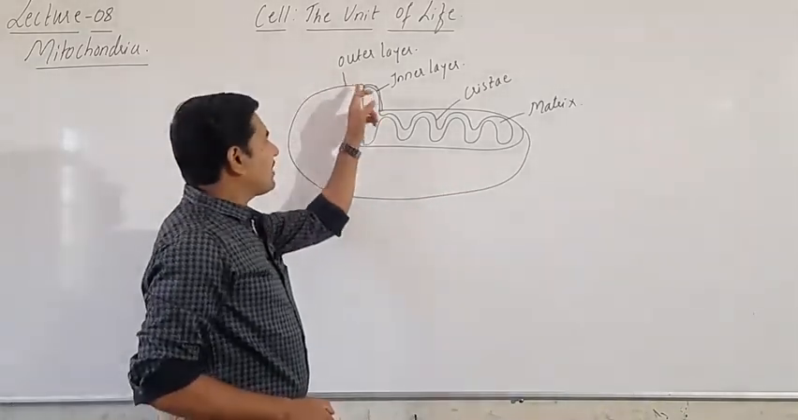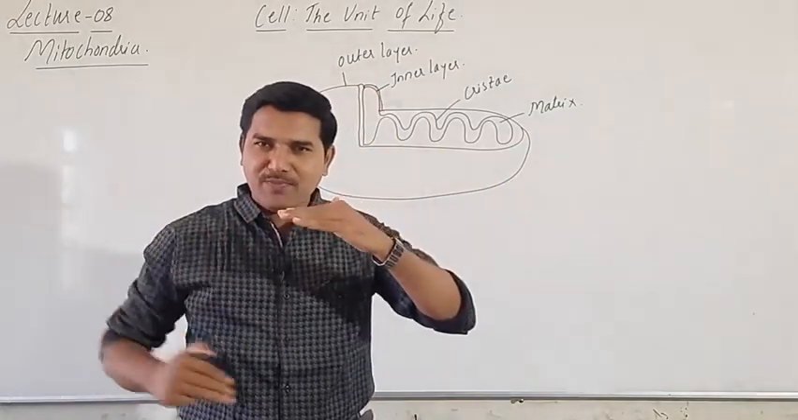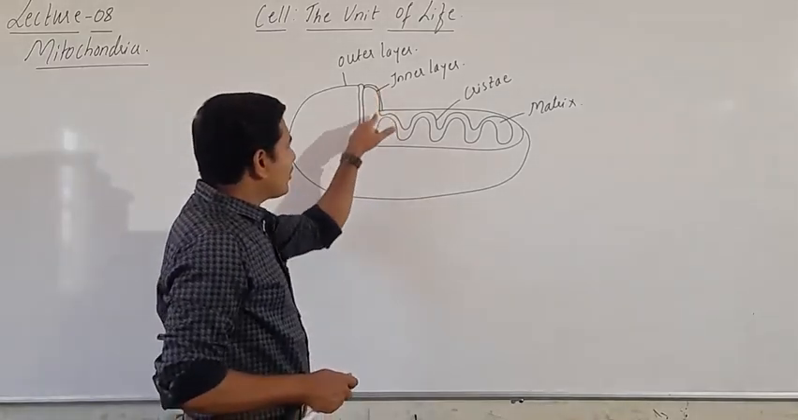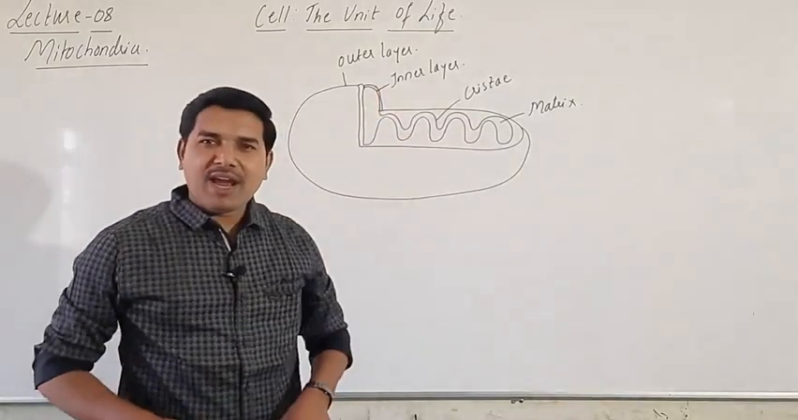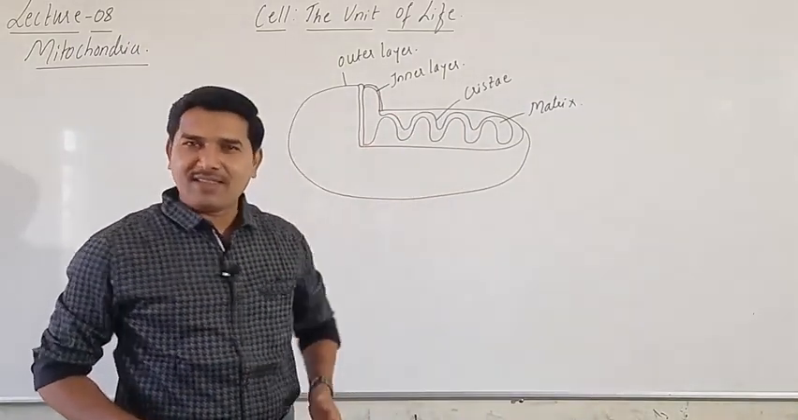One is the outer layer, second one is the inner layer. ಹೊರಗಡೆ ಒಂದು ಒಳಗಡೆ ಎರಡು ಕಂಟಿನ್ಯೂಸ್ ಲೇಯರ್ಸ್ ಇರ್ತಾವೆ. So it is made up of two layers. The inner layer is thrown into foldings, and these foldings are called cristae. So singular is crista ಅಂತ ಕರಿತೀವಿ.